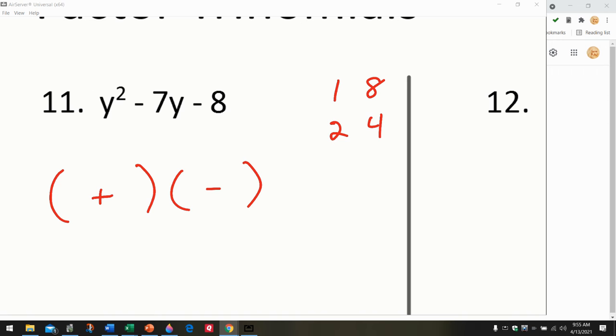Now, because both are negative, one of these pairs is going to have to be negative. Remember, we need them to add to be negative 7, and we need them to multiply to be negative 8. So that's going to occur with these two. If we have a positive 1 and a negative 8, that will give us negative 7 when you add those together, and also give us negative 8 when you multiply. So we'll write a y here and a y here, and then a plus 1 and a minus 8. And we're done.